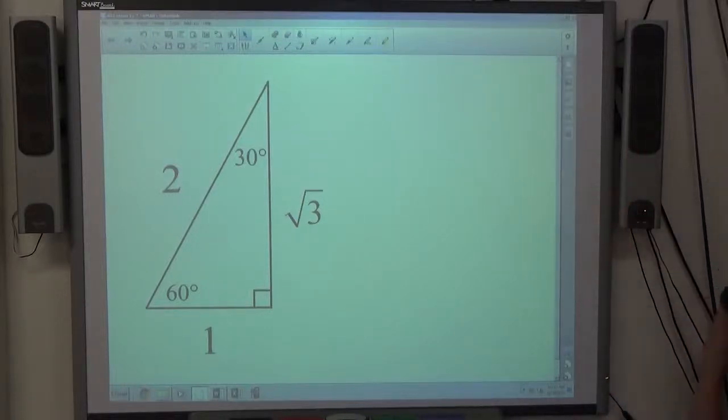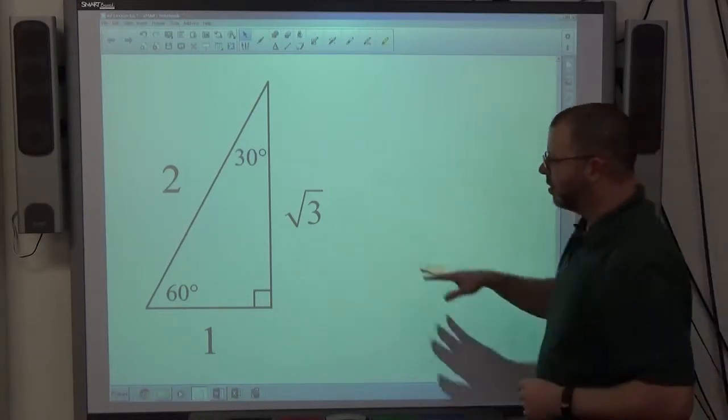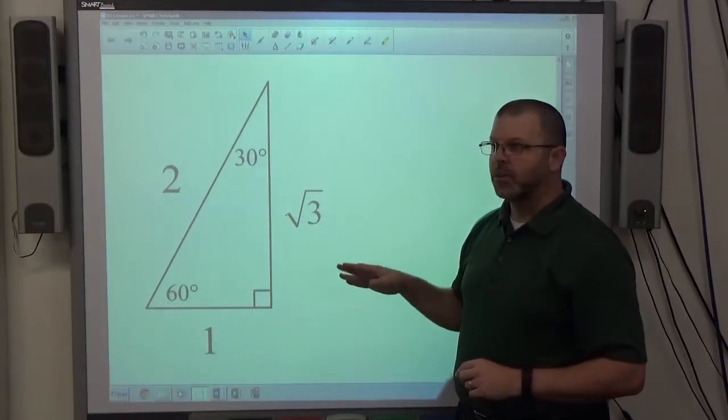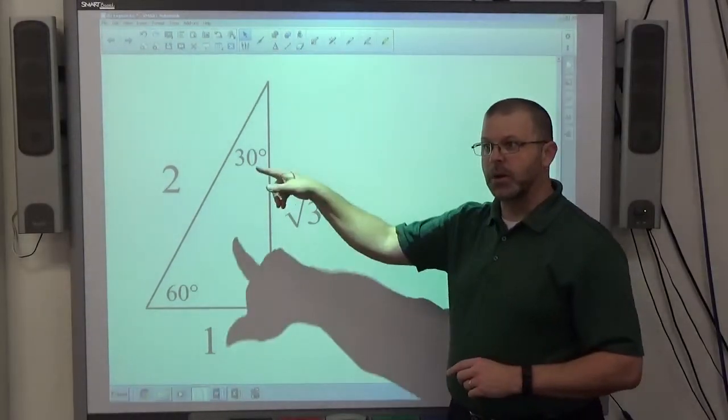Up on the board here I have a 30, 60, 90 right triangle with the exact measurements of the sides for a 30, 60, 90 right triangle. That is for sure correct. Alright, that is the exact number. Anytime you see the word exact in math, that means that we're not getting approximate decimal values, we're getting square root expressions like this.